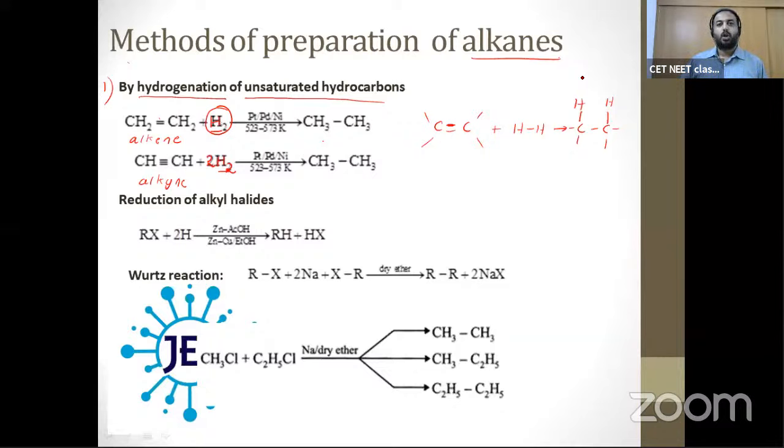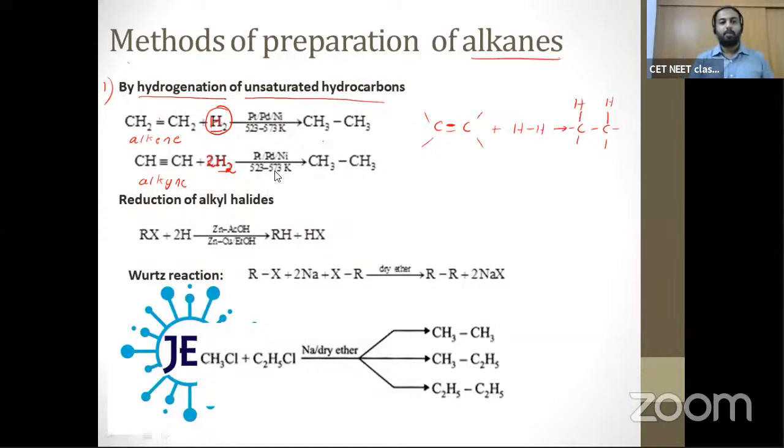Yes, 2 pi bonds. Okay. Yes. Alkynes have 2 pi bonds. Therefore, they take up 2 moles of hydrogen. Alkenes have only 1 pi bond. Therefore, they take up only 1 mole of hydrogen. Very simple. Okay. This is method number 1.